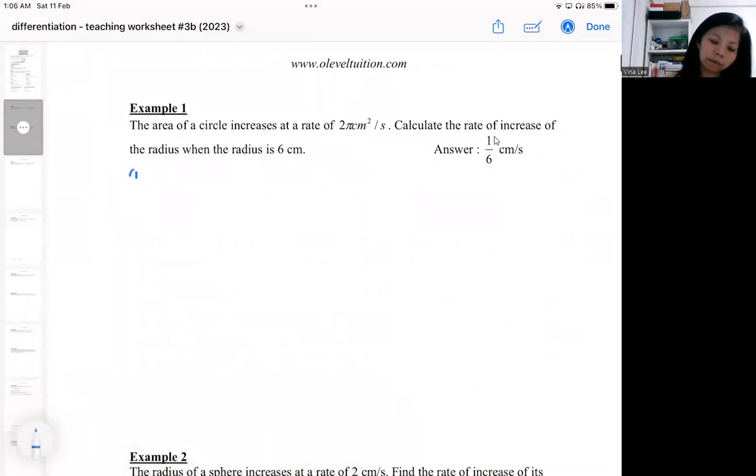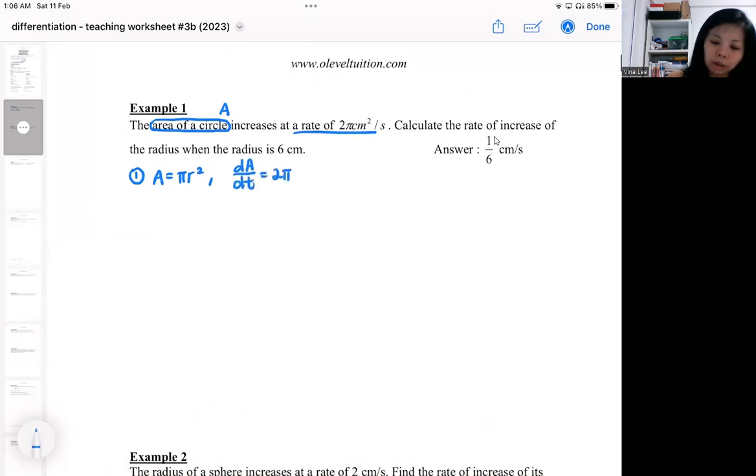If you still recall the 5 steps, you can take the previous teaching worksheet. The first step, you need to have the information. So actually, if you look here, the area of circle is the information. The area of circle is this formula, so that is my information. And this area is increasing at this rate. So this is the dA dt.